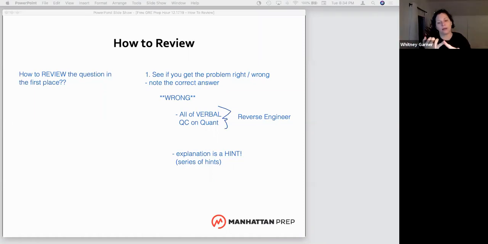So if you get it right, we go to the explanation to try and make sure that we have verified our own logic. If we get it wrong, for verbal and for quantitative comparisons, we're going to start with a moment of reverse engineering. Okay, the correct answer is C. Can I go figure out why? Then, no matter what happens, we're going to go to the explanation. And at this point, we're either using the explanation as verification, to check and confirm our logic, or we're going to use the explanation as a hint so that we can get ourselves unstuck.